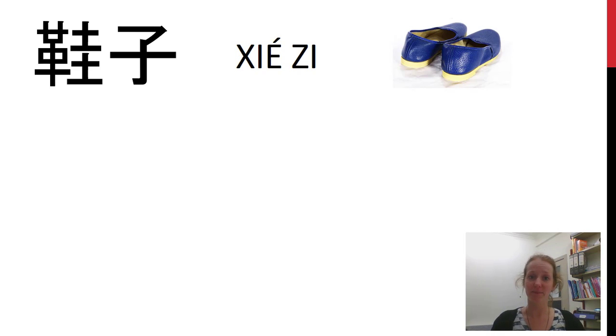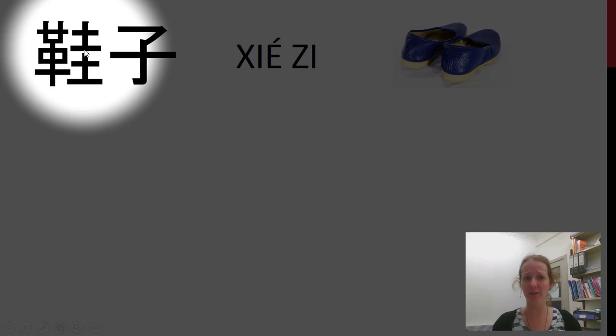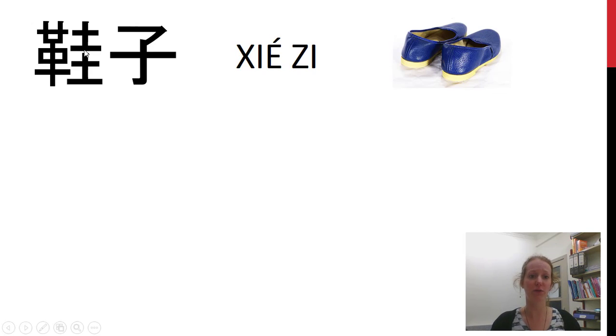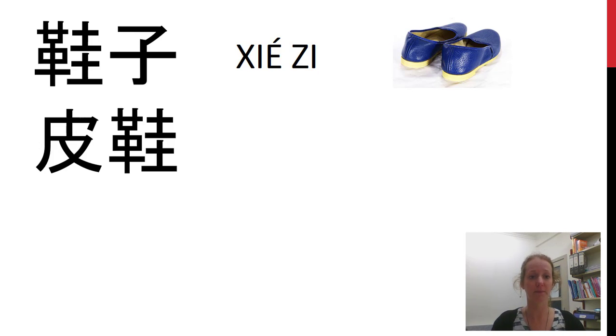鞋子. 鞋子. This is a really tricky one. So this radical here is about the ground, the earth. So your shoes are the things that touch the earth. So maybe that's something that can help you remember it. So you've got two of them. So you've got two shoes that are touching the earth. 鞋子. Or you can just say 鞋. Doesn't have to be the 字.